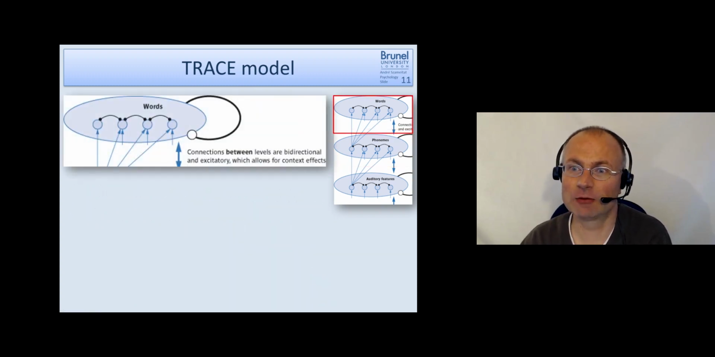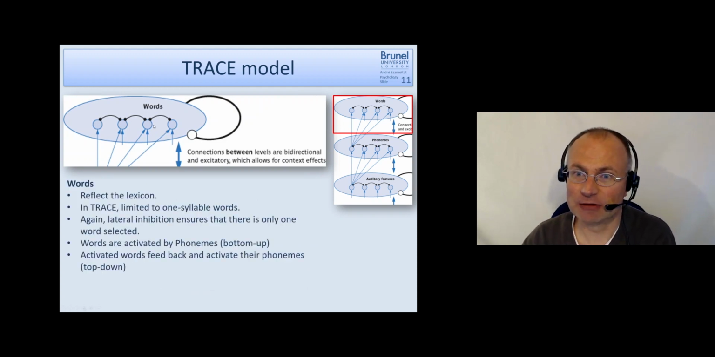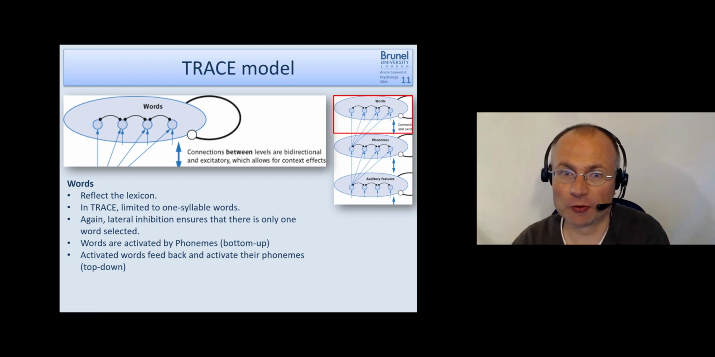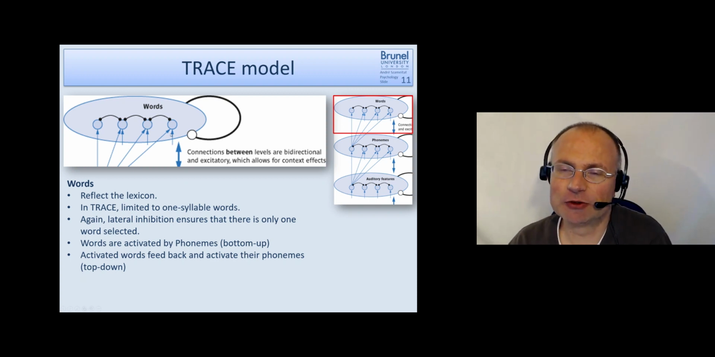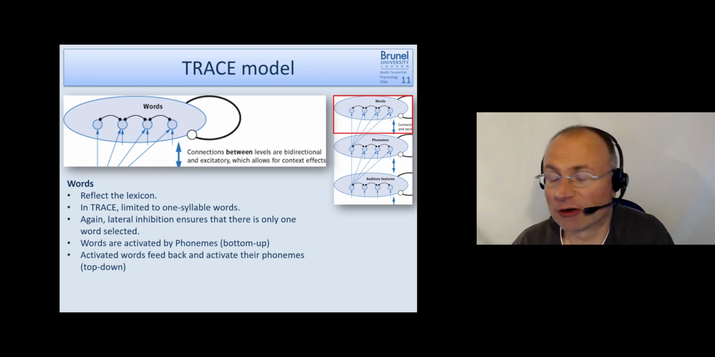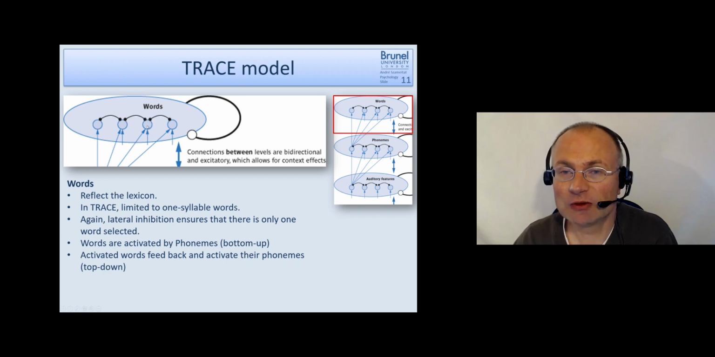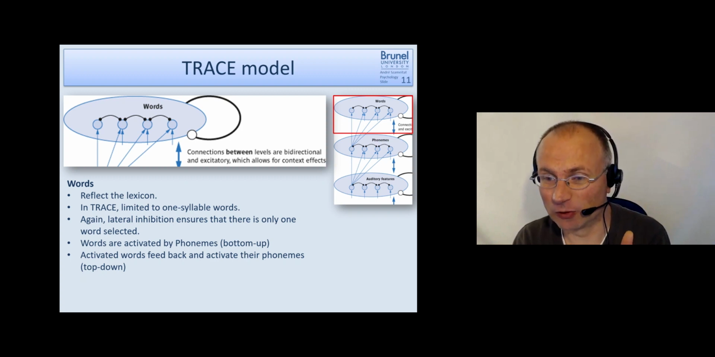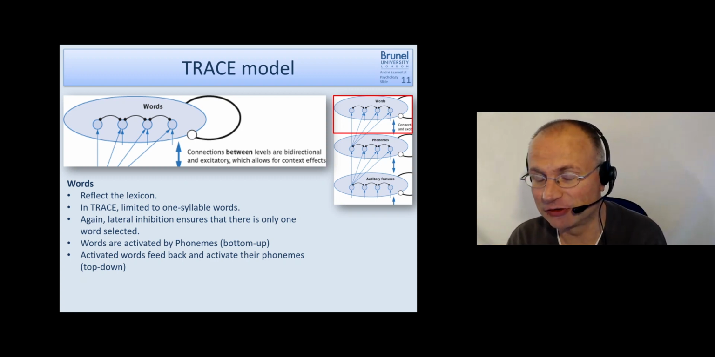And then we finally have the word level, and this word level reflects the lexicon which we spoke about in the cohort theory, so all known words we have. And in TRACE, this lexicon is limited to 1-syllable words, so rather short words. And again we have this lateral inhibition, so that only one word is selected and we don't end up with 2 or 3 similar sounding words, and are left with an ambiguous interpretation of the situation.